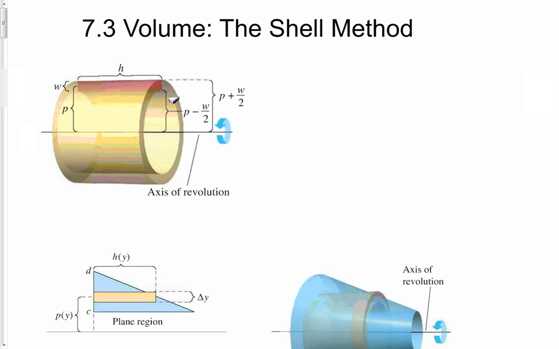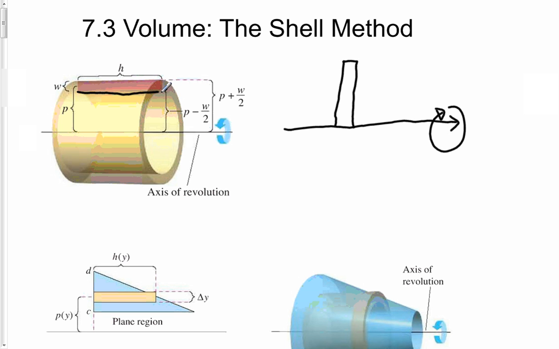Okay, so now we'll talk about finding volume using the shell method. We've already spoken about the disk method, and with the disk method, we look at our axis of revolution, and when we draw a representative rectangle for some plane region, we would draw it so that the height of that rectangle were perpendicular to the axis of revolution. That's a distinction here. In this case, we're going to draw our representative rectangle so its height is actually parallel to the axis of revolution.